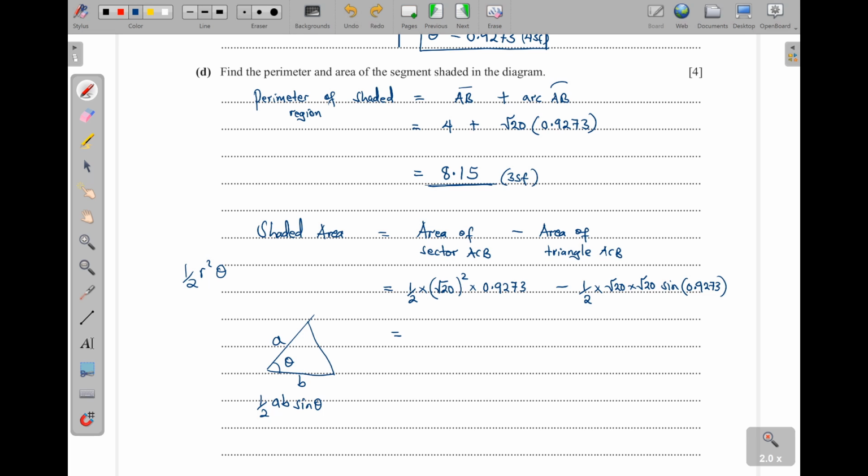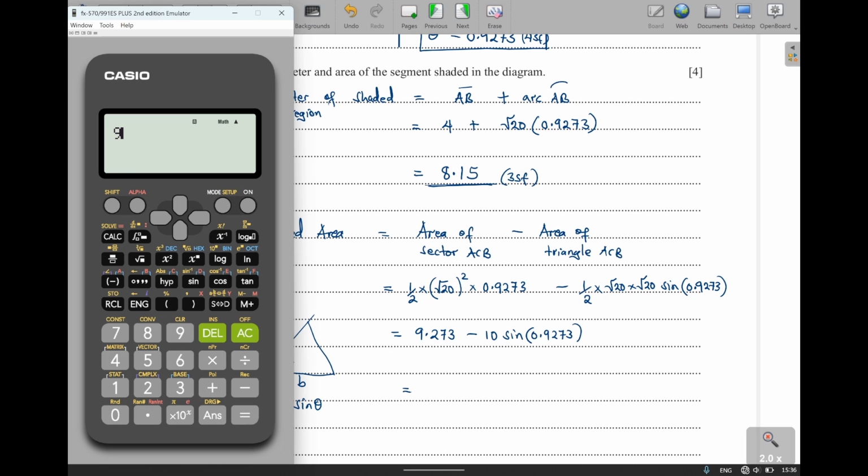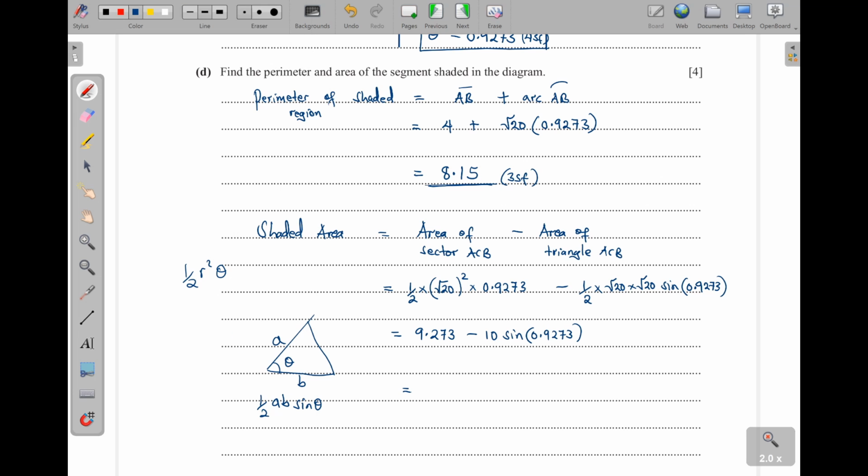Now, we can simplify this one here. This one will give us 20 over 2, that will be 10. Now 10 times this one, it will be 9.273. Then minus, this one is also going to be 10. 10, then sine 0.9273. Remember, the calculator has to still be in radians. Now to three significant figures, what does this one give us? 9.273 minus 10 sine of 0.9273. That is 1.27. 1.27. These are square units, but to three significant figures, that is the answer we are supposed to have there.